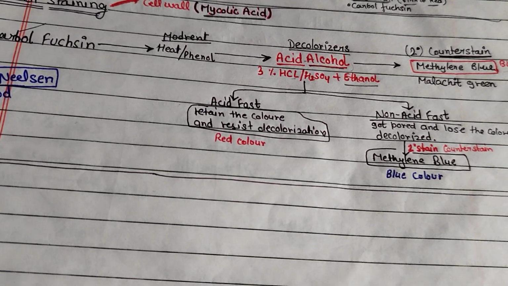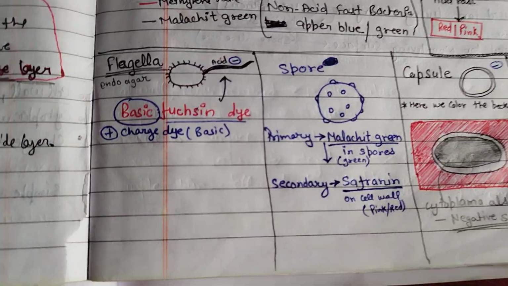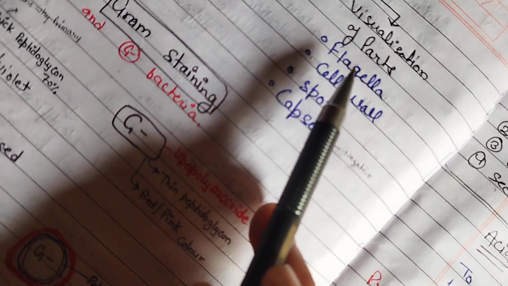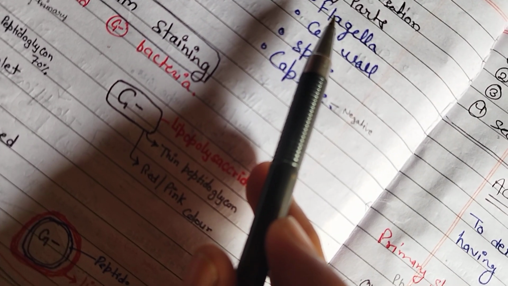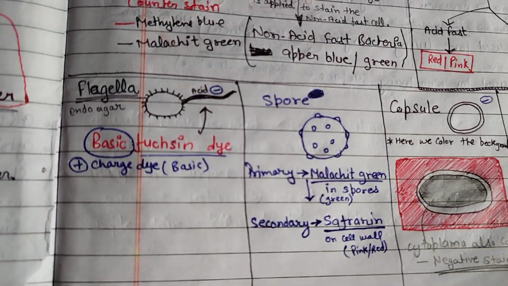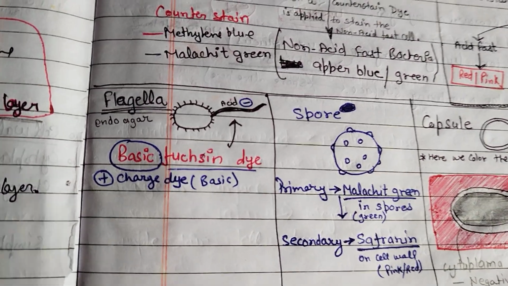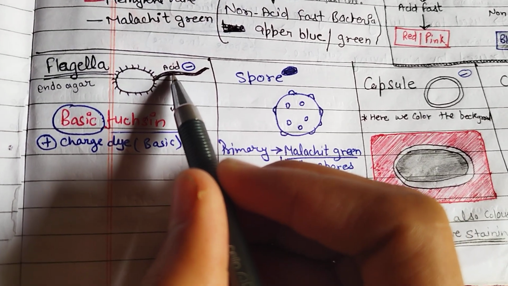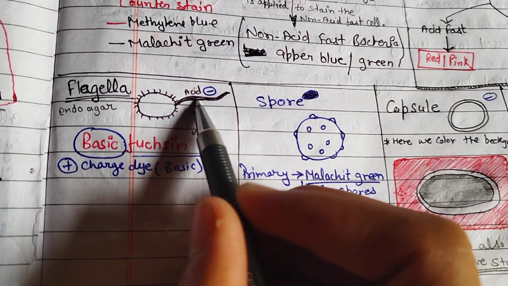Hope you got it. Now let's see this one also, which is based on the visualization of parts of the bacterial cell. ठीक है? So flagella, cell wall, spore and capsule. See, so we are using this. So first is flagella. So this is the flagella and it is negative, means it is acidic in nature, right?